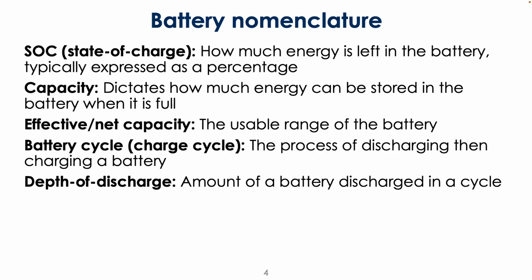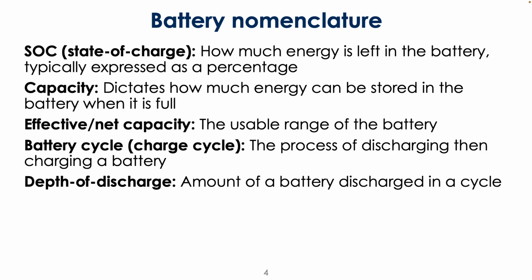Okay, battery cycling or charge cycling. This is the process of discharging and then charging a battery. So when I talk about cycles, that means I'm using the battery and then recharging it, and that counts as a cycle. We think about the lifetime of batteries as being able to sustain some number of cycles. If I say 10,000 battery cycles, that means I'm discharging the battery and then charging it up 10,000 times.